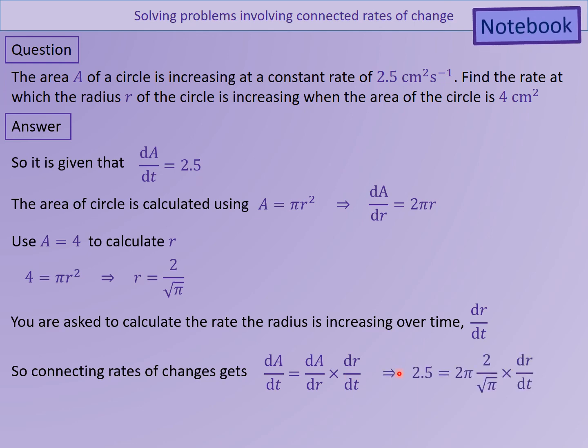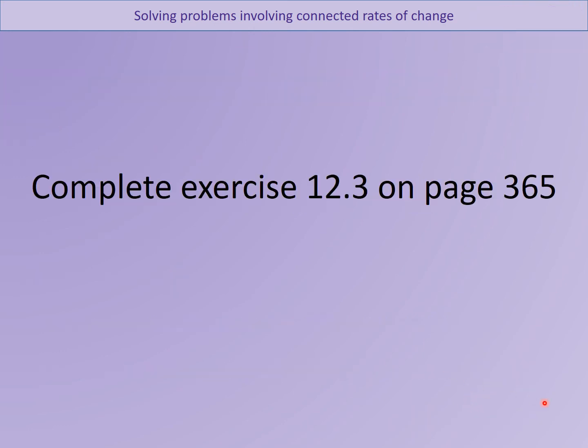Okay, so what happens next then? So I can fill it in. The rate of change of area over time was given to us, 2.5. The change in area over the change in radius is going to be 2 pi r, but I know that the r value is 2 over root pi. The only thing I don't know is dr over dt. So just a little bit of rearranging, and I know that dr over dt equals 0.35. Right, so now what I'd like to do is have a quick go at some of those questions to do with using the chain rule and looking at rates of change formulas.